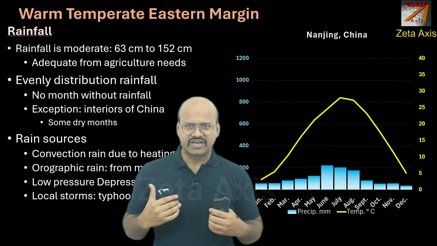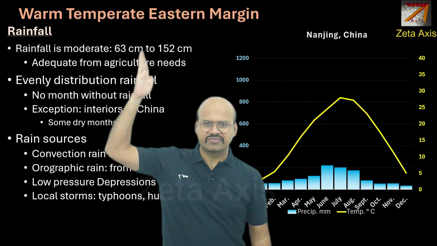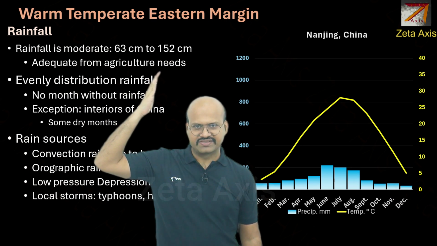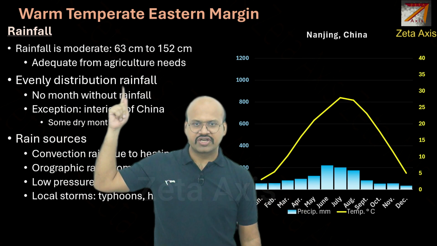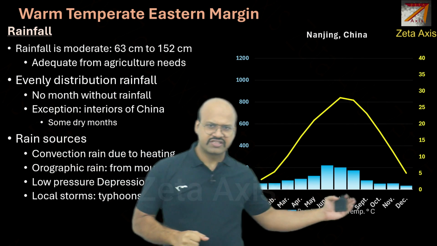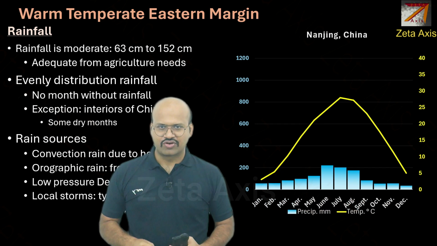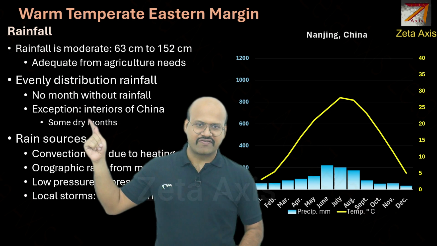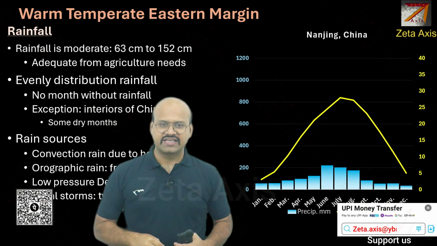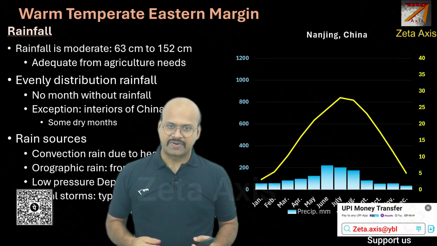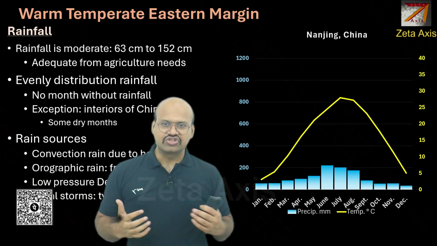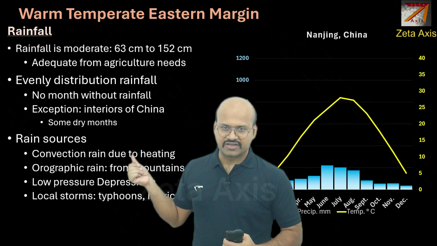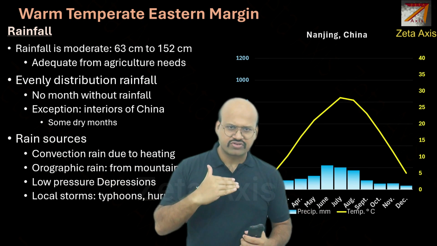We also see the common rainfall characteristics. It is moderate, from 60 to 150 centimeters, which is adequate for agriculture in these regions. The rainfall is evenly distributed. There is no month without rainfall, with the exception of some interior regions in China where there could be some drier months. But in general, all three subtypes have rainfall in each of the months. And what are the sources of this rainfall? Convectional rainfall due to heating. Remember, these are just outside of the tropics.